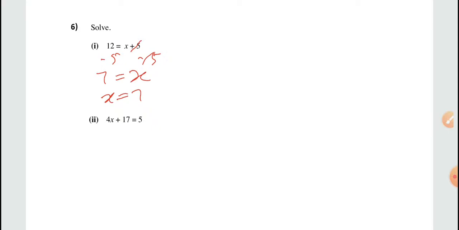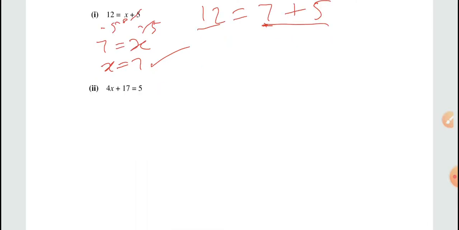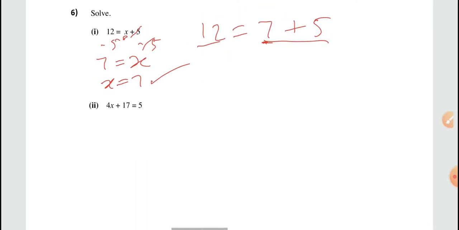And just to check by substitution if we get it right, 12 is equal to, we thought x is equal to 7, so 7 add 5. So notice, instead of x I have 7, and indeed 7 add 5 is equal to 12, so yes, x is equal to 7.